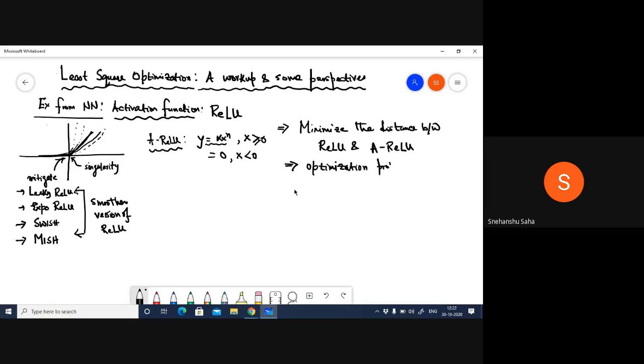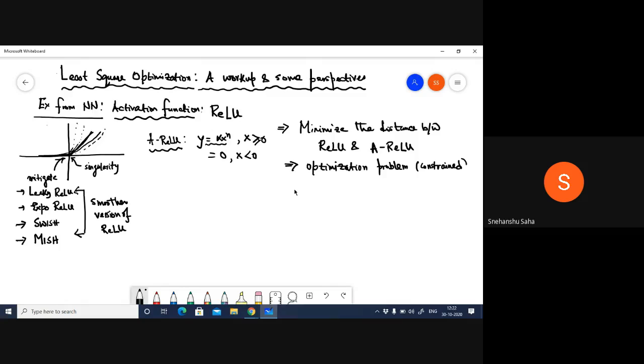This is an optimization problem where there are some constraints. You set a constraint that X is positive, you set another constraint that k is also positive, and you set a constraint that n is greater than 1, right? You also set another constraint that k is greater than 1, so that you don't end up actually copying the same ReLU function, right? So it's basically a constraint optimization problem, okay?